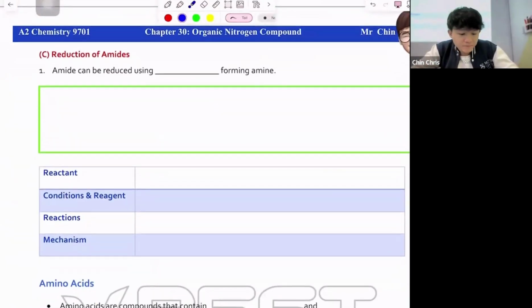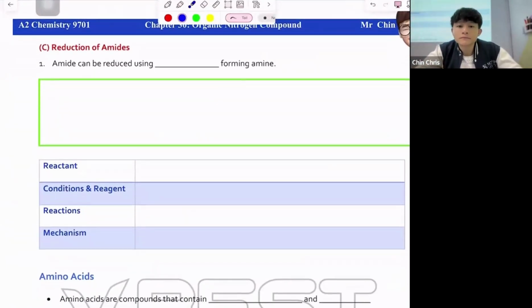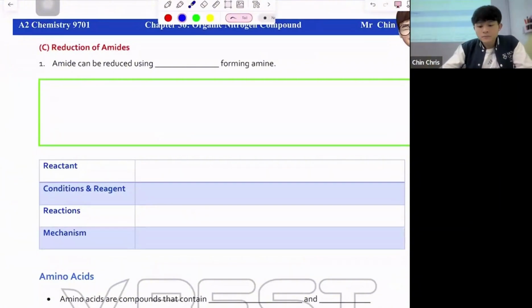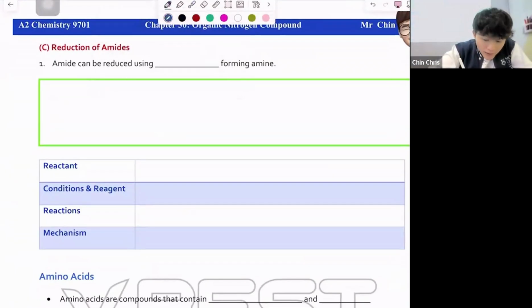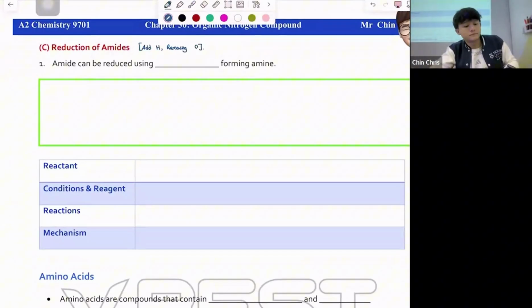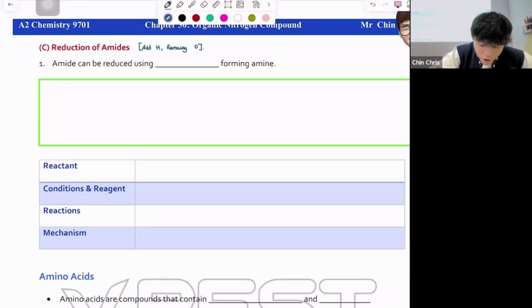Okay, guys, page 17. Let's go. Alright, guys, again, what is reduction? A reduction reaction is defined as adding hydrogen and removing oxygen. So again, amide can be reduced by using LiAlH4.